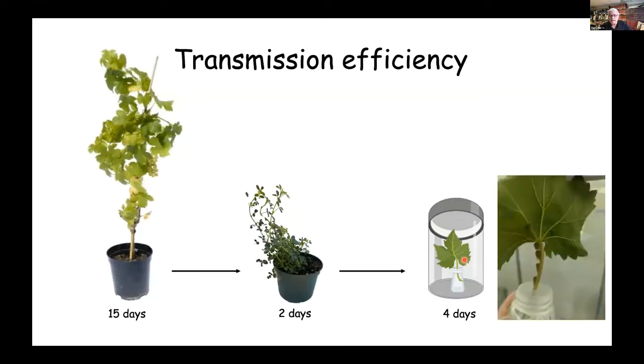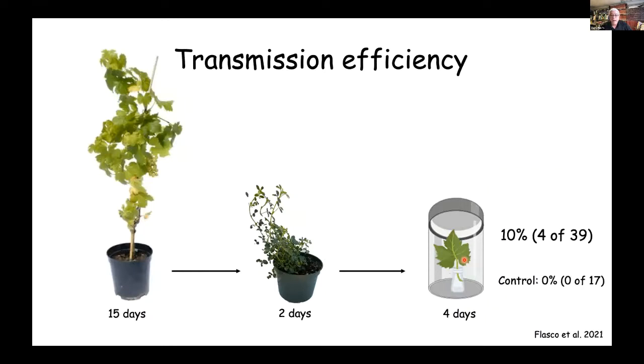And this is a photograph showing how this assay is developed. And you see, after the transmission assay, the alfalfa hoppers on the excised grape leaf. So this is the rate of transmission that we obtained. It is pretty low.